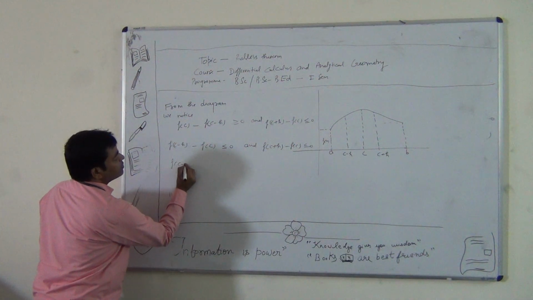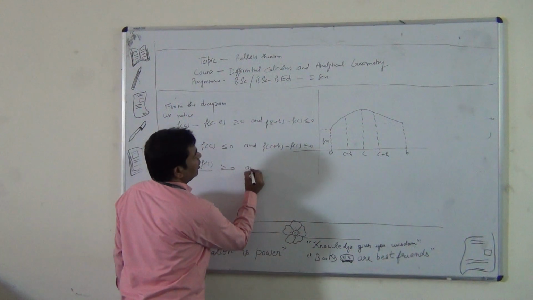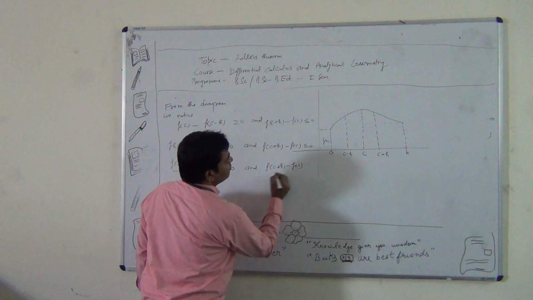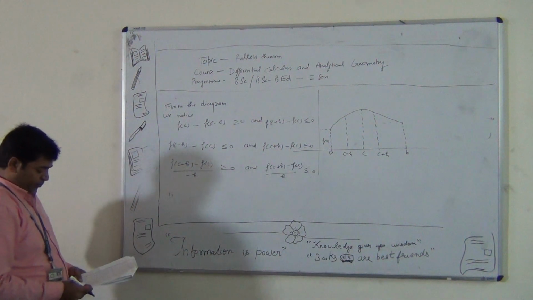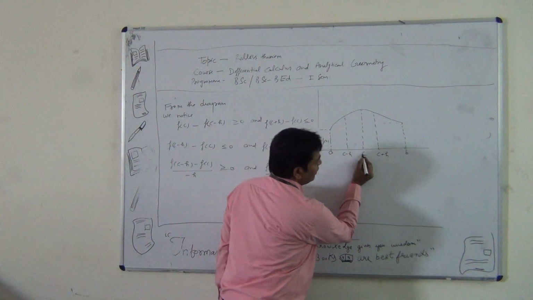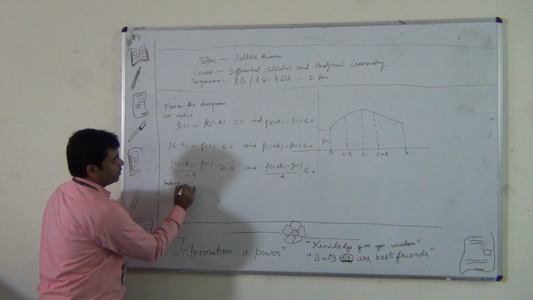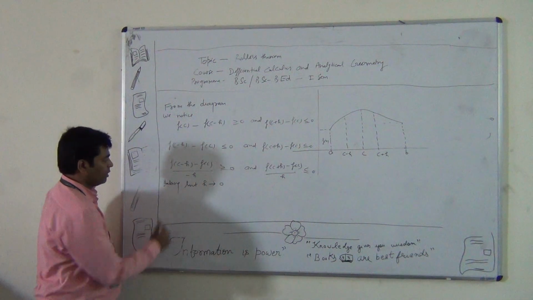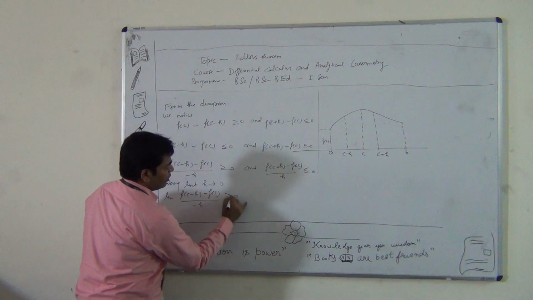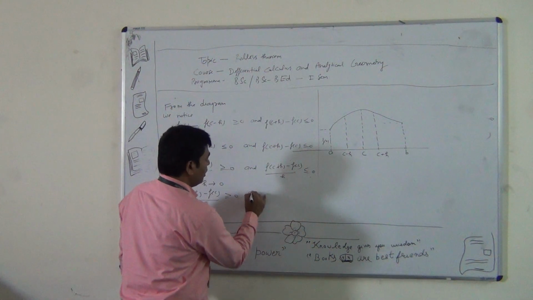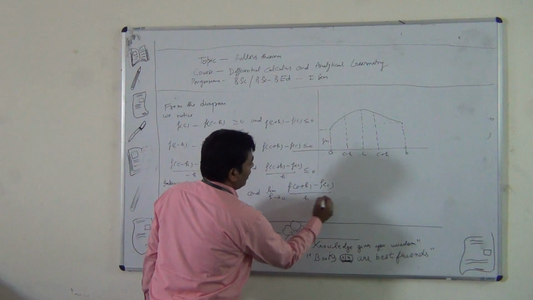Or we can write this as [f(C minus h) minus f(C)] upon minus h is greater than or equal to 0, and [f(C plus h) minus f(C)] upon h is less than or equal to 0. Since h is very close to C, we take the limit h tends to 0. Now taking the limit h tends to 0, the limit of [f(C minus h) minus f(C)] upon minus h is greater than or equal to 0, and the limit h tends to 0 of [f(C plus h) minus f(C)] upon h is less than or equal to 0.